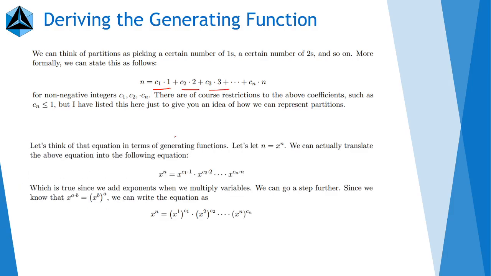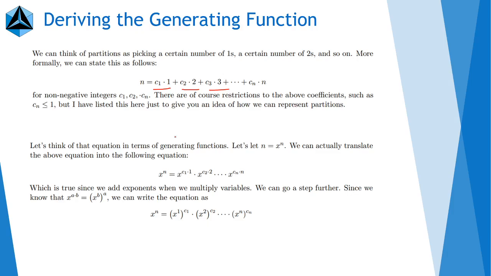So let's move on. Let's think of that equation in terms of generating functions. So let's let n equal x to the n. If you've looked at part 1 of this lecture, you know that we usually look at generating functions, and if you want to find a corresponding value, like let's say there are n coin flips, how many ways are there to get 3 heads out of n coin flips? Then the coefficient of the term x to the n would be our answer. And that's mainly how we interpret generating functions, and that's how we set them up.